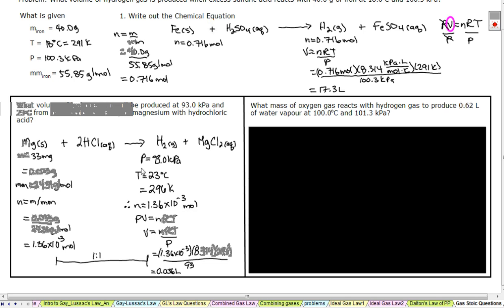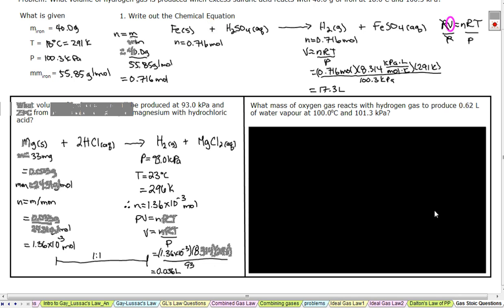We know what our temperature is from the question. We know what our pressure is from the question. And so we want to solve for volume. So we just write out the formula, manipulate it, plug everything in, and we get 0.36 liters.